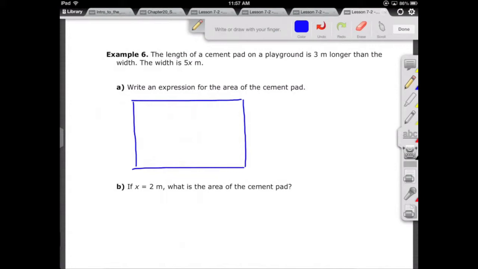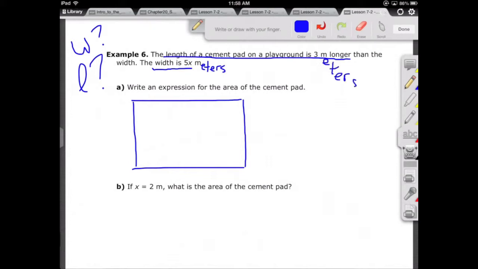And they've given you some information right here. They say the width is 5x and the length is 3 longer than the width. So you sort of have to stop and think and you say, well, what's the width and what's the length? Well, the width is given to you. Now, let's be clear, this is 5 meters. Okay, and let's write in meters over there. They're not using m as a variable, they're using it literally as in meters. So the expression for width, let's call this width, is 5x.